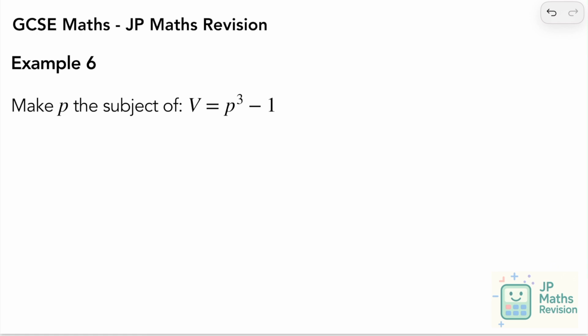This example here, we want to get p by itself. The thing that's in the way of p being by itself is the minus 1 and the cube. So to get rid of the minus 1, we need to add 1. So we have v plus 1 equals p cubed. And now to get rid of the cubed, the inverse of cubing is cube rooting. So we're going to cube root both sides. So we end up with p equals the cube root of v plus 1.